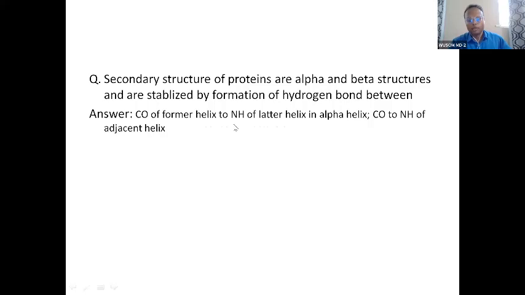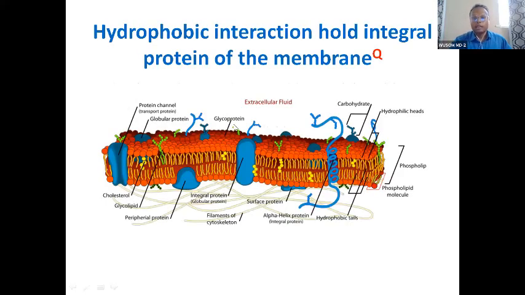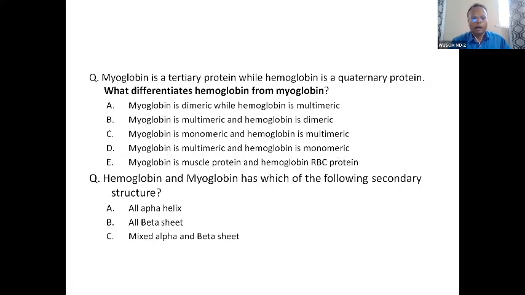I have already given the answer. Just go over it and see this transmembrane protein. They are anchored to the membrane by hydrophobic interaction. You have to remember hydrophobic. This is also a question. Hemoglobin alpha and myoglobin have which secondary structure? They have all alpha helix, no beta sheet. Go and see the structure in class.